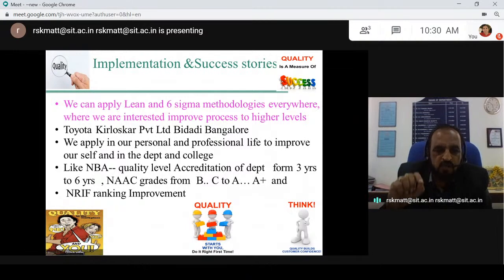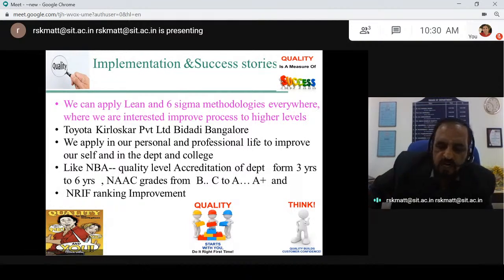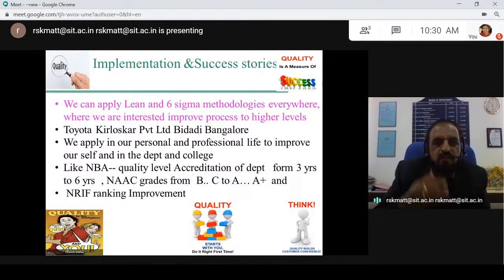It was possible only because of the implementation of these cutting edge technologies like Lean Six Sigma and supply chain just in time practices, and also they are implementing Industry 4.0 concepts. This is one experience or success story, and we can apply it in our personal and professional life to improve ourselves. Even we can apply it in the department, even in the college.